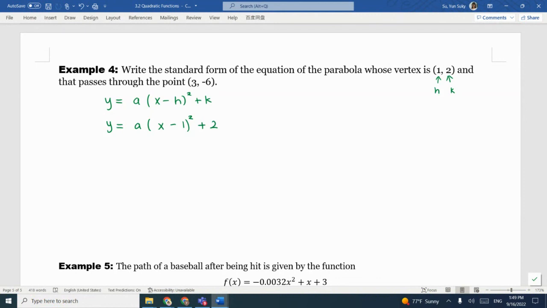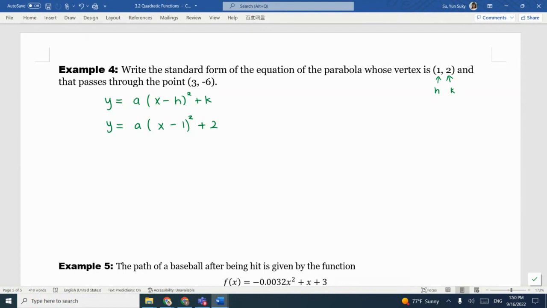Is that okay, everybody? We start with the standard form, and then the vertex is (h, k). So h is 1, k is 2. Now we plug into the standard form. Right, everybody? And so good, we know h and k. We also need to know a. And there's one piece of information we haven't used. What's that?